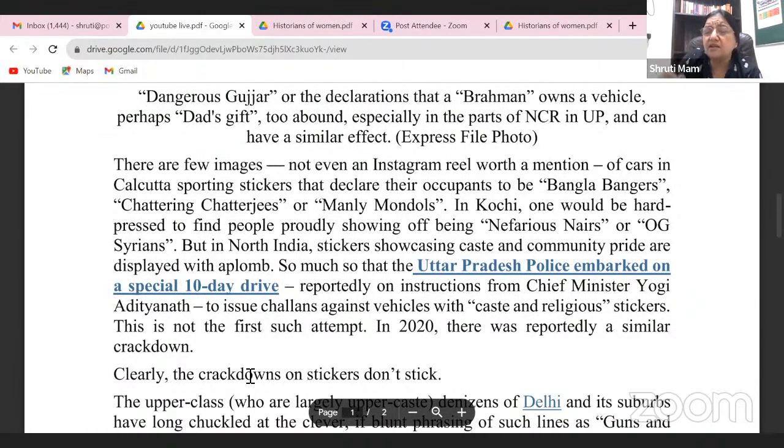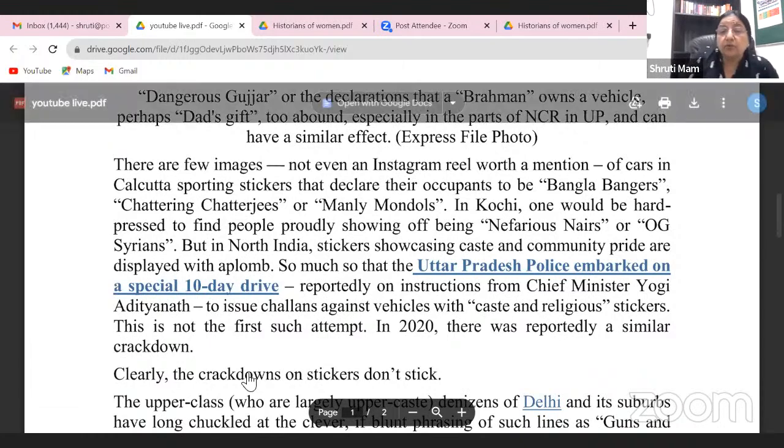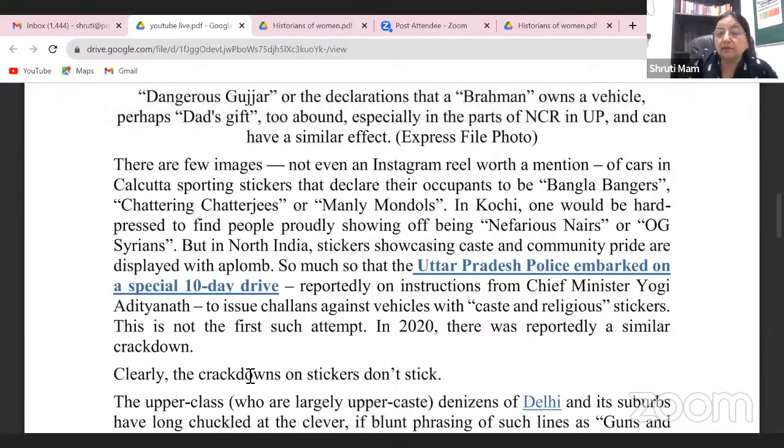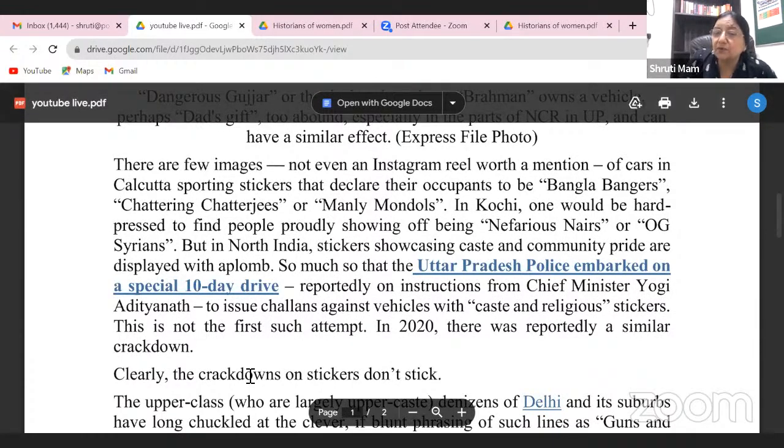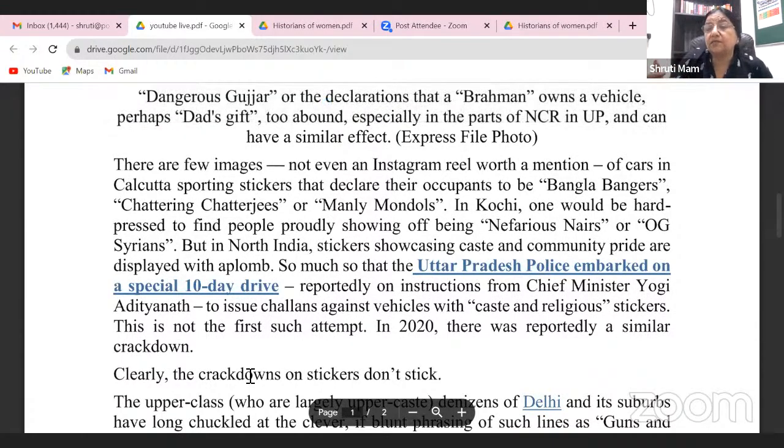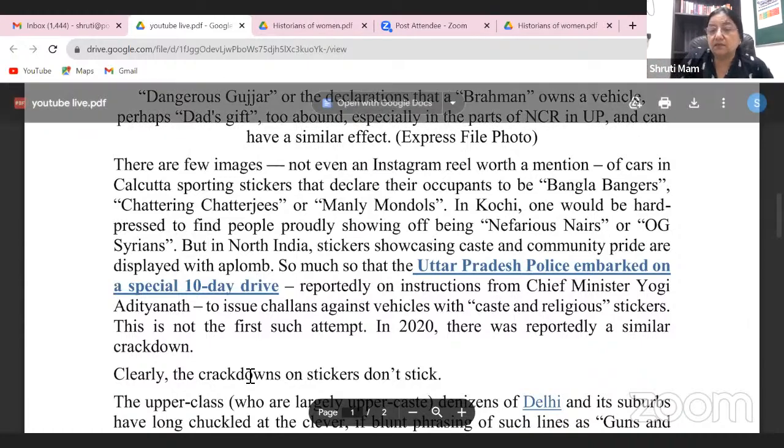Look at now, I need you to know the crackdowns on stickers don't stick. What does this mean? Clearly, the crackdown on stickers don't stick. Now, what can be interpreted? Don't stick, because the word is sticker. So that's why he says don't stick. That means the crackdowns will not work, because he is trying to issue challans against vehicles and it won't work. He is literally using this word stick because these are sticker challans.